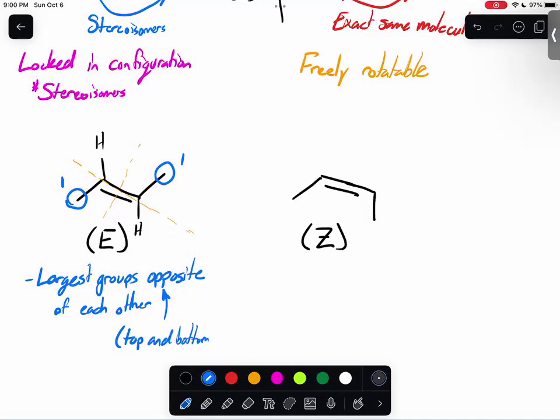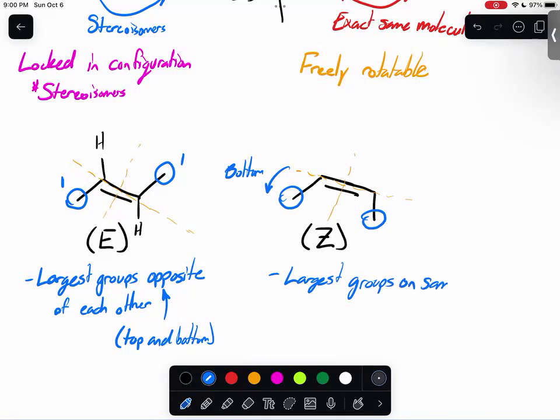We can contrast this to the idea of the Z alkene, where if we draw those bisecting planes, we see that both of the priority substituents are on the bottom side of the plane, right? Because the Z alkene essentially says that the largest groups are on the same side as each other.